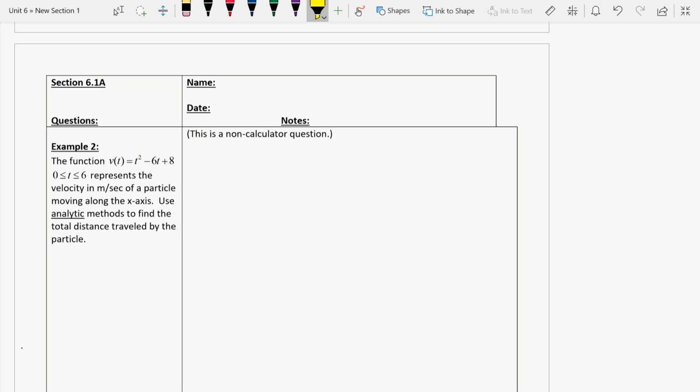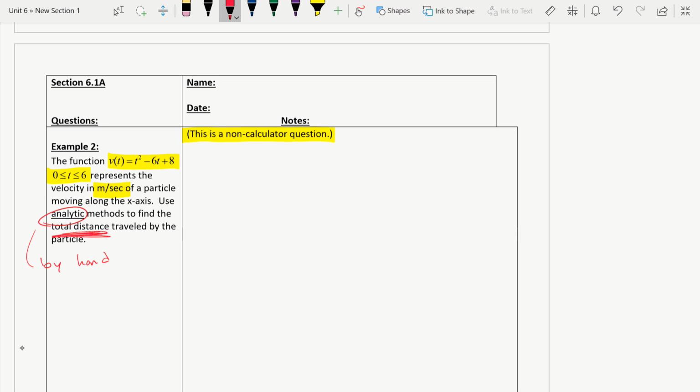So this is a non-calculator question, but instead of a graph, instead of giving you the areas ahead of time, I'm giving you an equation which represents the velocity. And I did go ahead and give you units this time, so we'll pay attention to that as well. Our job is to use analytic methods, that means by hand, to find the total distance traveled.